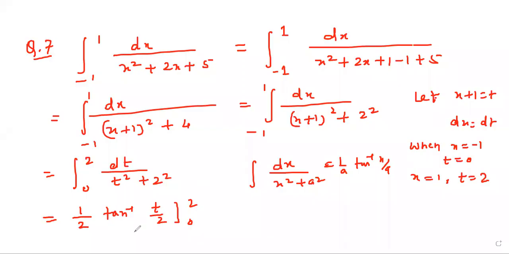On putting 0, it will be 0, but on putting 2, it will become 1 by 2 tan inverse 2 upon 2, which is tan inverse 1, and tan inverse 1 is pi by 4. So 1 by 2 into pi by 4 will give pi by 8. Now let's go to question number 8.